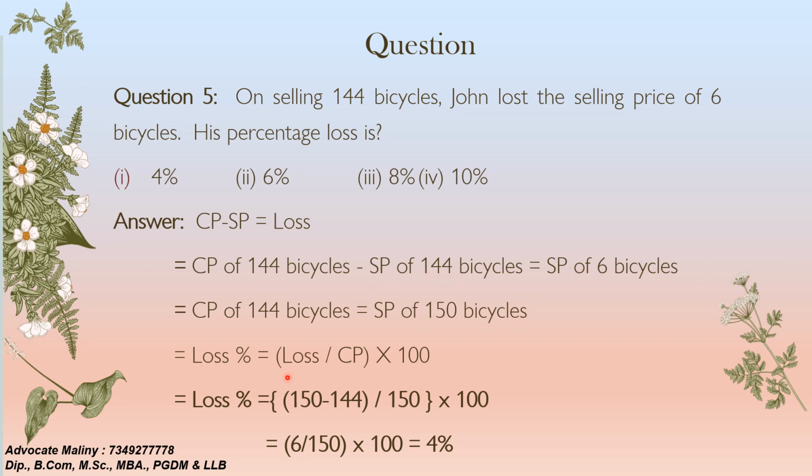And then we are using this loss percentage formula. Anyway, we know it's a loss. So 150 minus 144 divided by 150 into 100. And finally we get the percentage, 4%.